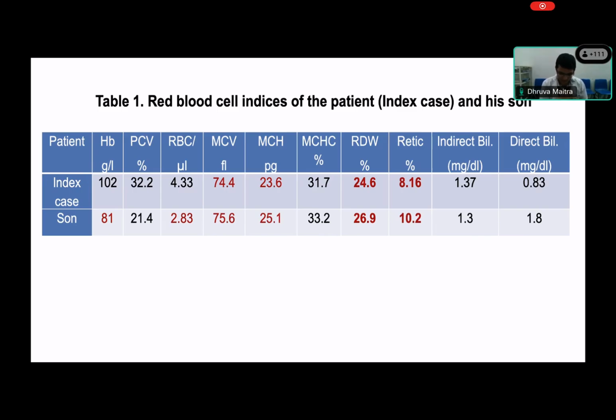This is how I would interpret. But can you tell about the anemia which is there? Do you think it's mild anemia, moderate anemia in the father and the son? Madam, I think it's moderate sort of anemia in the father. Mild to moderate, I would say. And son, it is more severe.